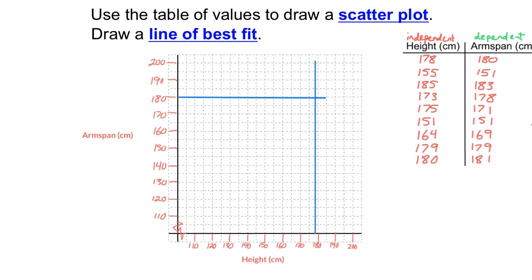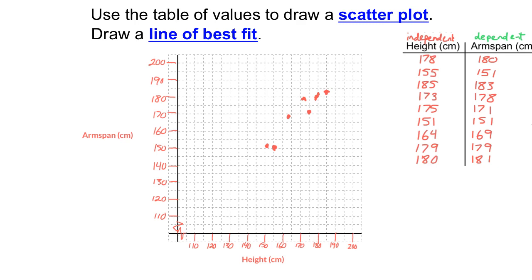So in my mind's eye, I would find a height of 178 centimeters and an arm span of 180 centimeters, and I would find the point where those two values meet. And now I would go to the next entry on my table of values, a height of 155 centimeters, an arm span of 151. And I would plot that on my grid as well. So I would do the same for all of my entries.